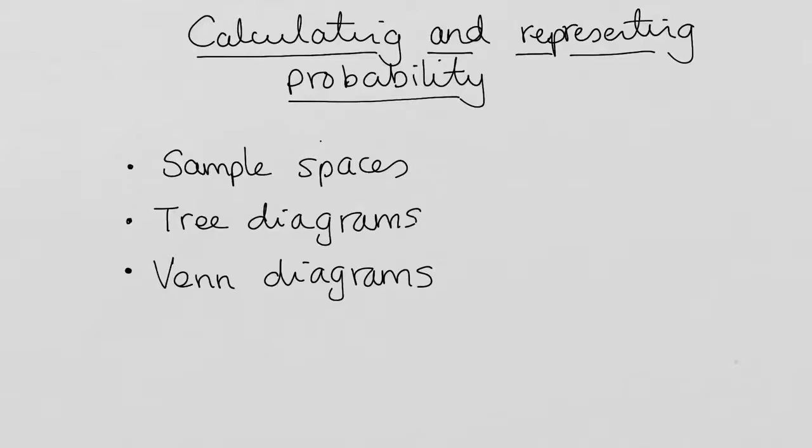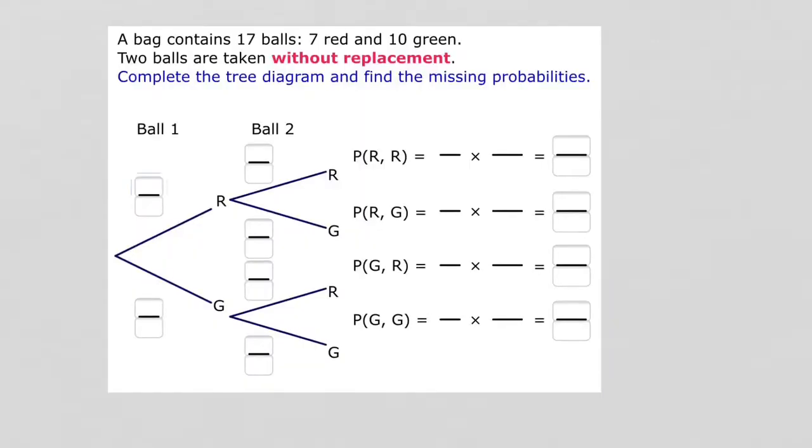I'm going to focus on these two topics because these are the ones you're most likely to have come up in the exam. So I'm starting off with a really nice tree diagram question. One without replacement, which means once I've chosen the ball out the bag, I'm not putting it back in. I'm noting the colour, I'm putting it to one side, and that will have an impact on these probabilities here. So let's have a go at filling this in.